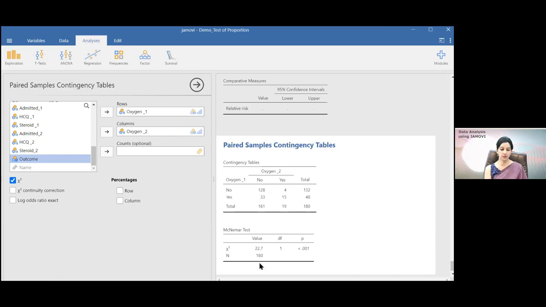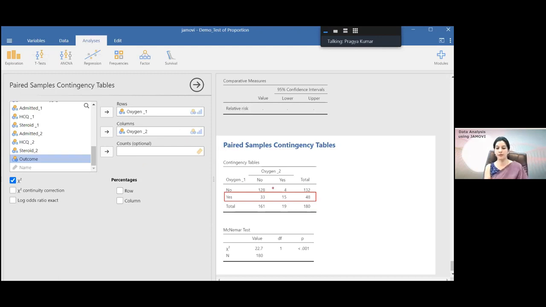So if I focus on this row, it represents the time of admission, meaning the first observation. So how many of the people out of 180 have required oxygen? Please type in the chat box. If you focus on this, I am saying that this row represents the first observation. That means just at the time of admission.